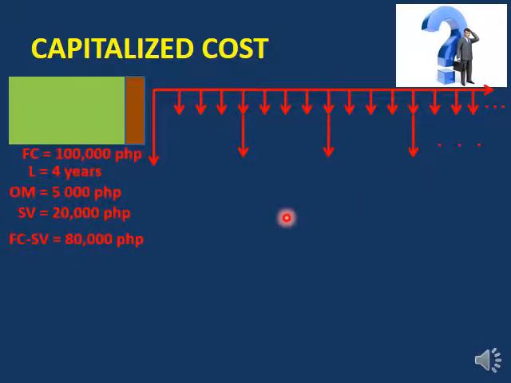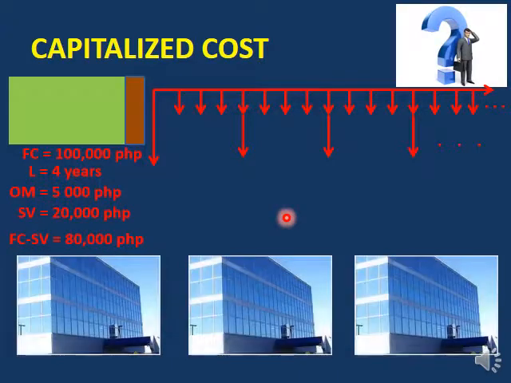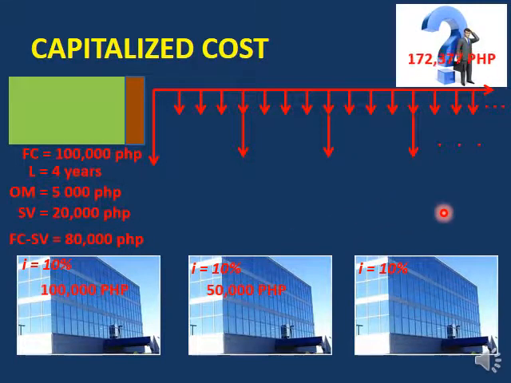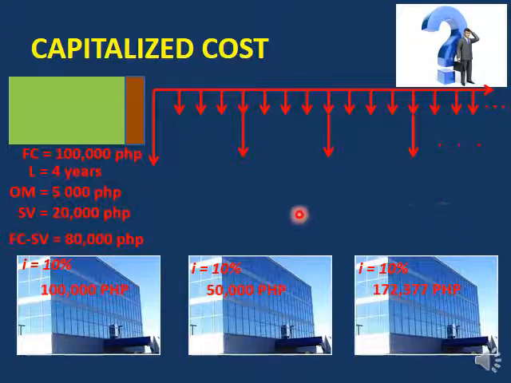So Pedro went to the banks. There are three banks here, and each of these banks offers an interest of 10%. Pedro deposited an amount to the first bank amounting to 100,000 pesos. He deposited also another amount on the second bank amounting to 50,000 pesos. And on the third bank, Pedro deposited a mysterious amount of 172,377 pesos. All of this money was deposited on the same day.